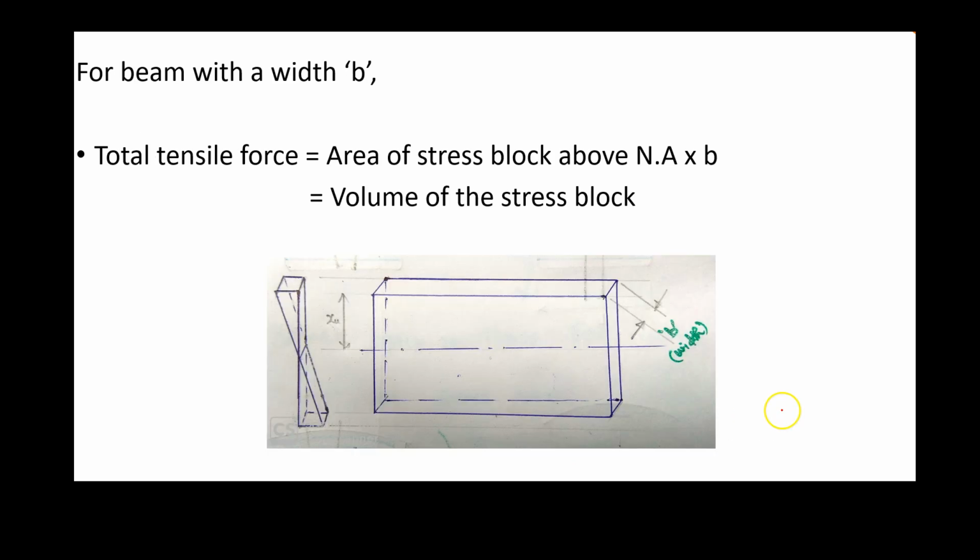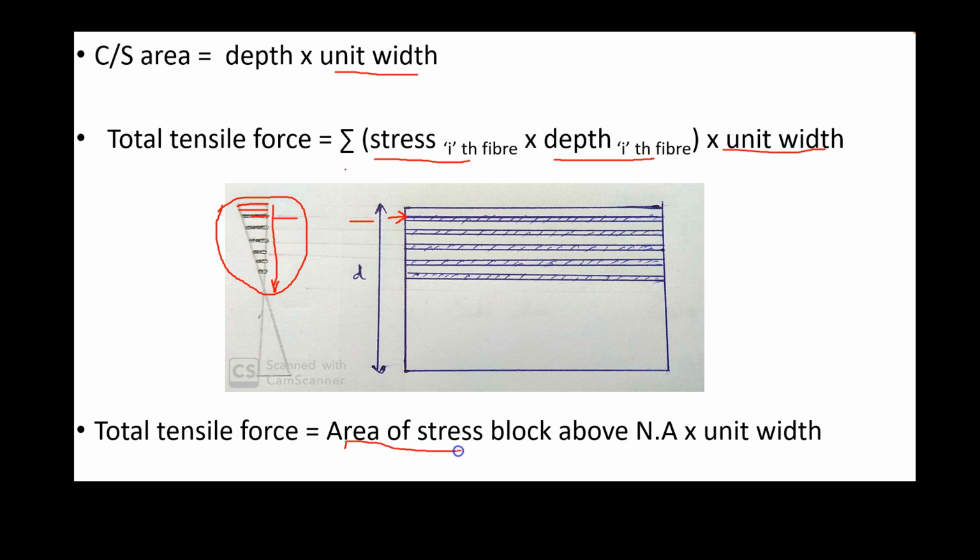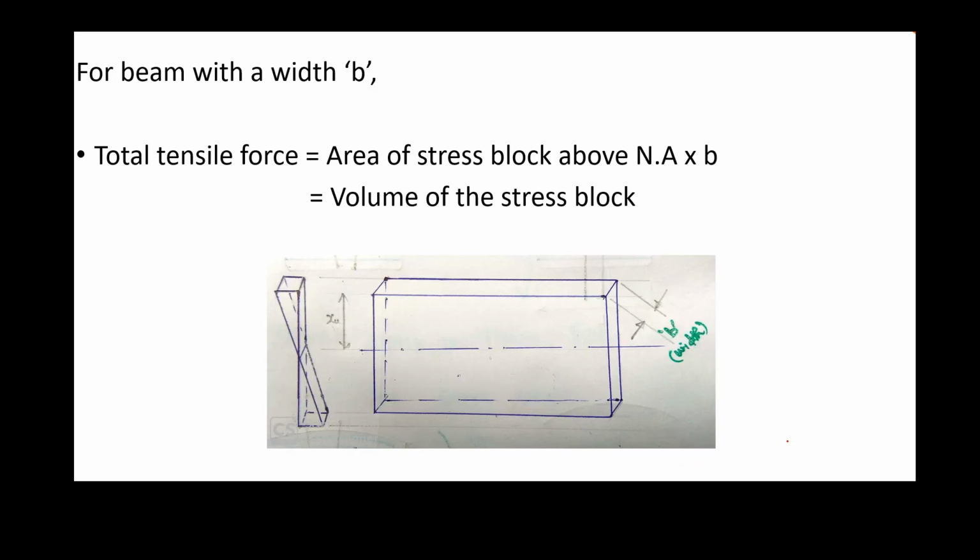Now if the width of the beam is B, what happens? We have said area of the stress block into unit width. Now we are considering a width called B, so this will become area of stress block into this width B. That gives the volume of the stress block. That's what we are seeing here. If you want the compressive force, we will just take the volume that is underneath the neutral axis. If we want the total tensile force, we will take the volume of this stress block above the neutral axis, and the depth of neutral axis is given by XU here.